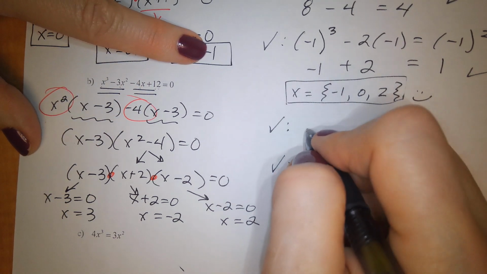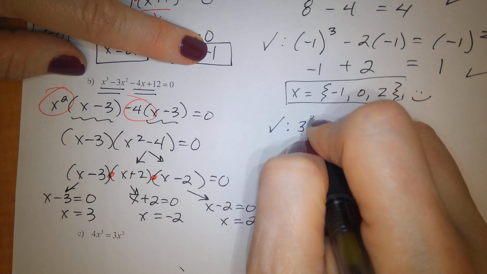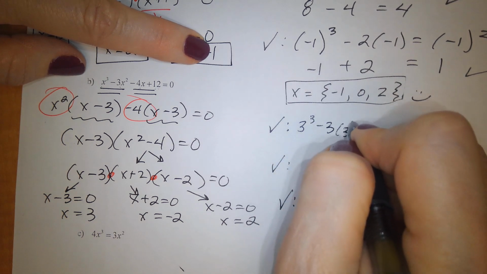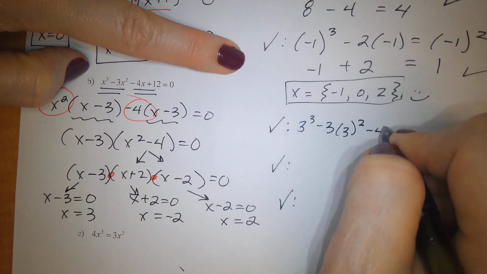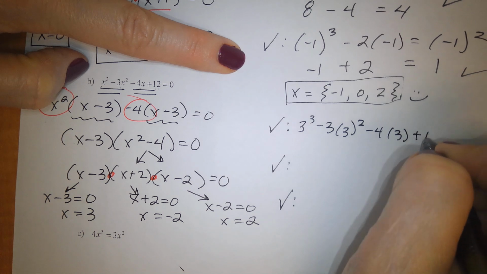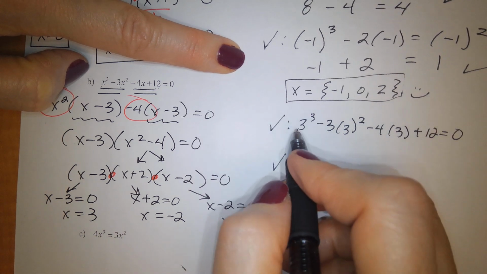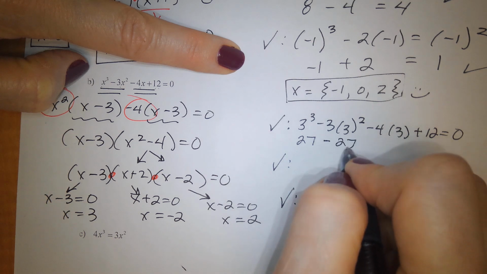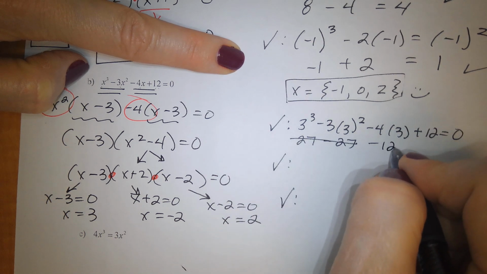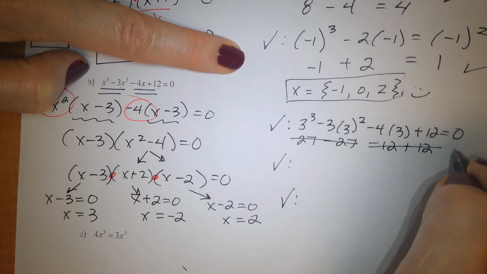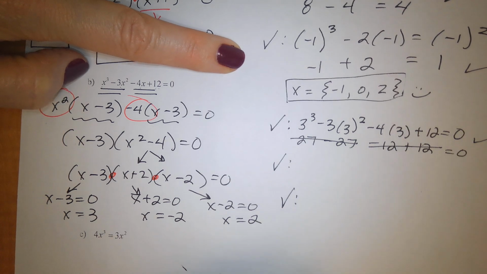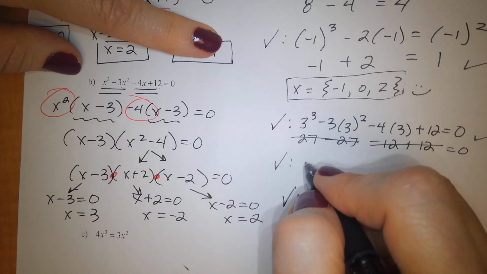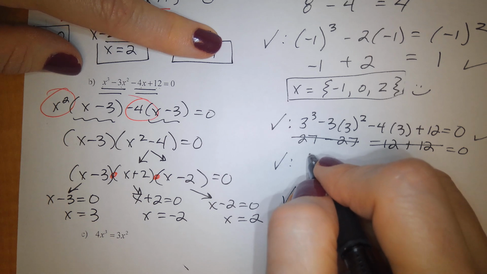So let's try x is 3. 3 to the third minus 3 squared minus 4 times 3 plus 12 equals 0. This is 27 minus 27 minus 12 plus 12 equals 0. Yes. Let's try x is negative 2.